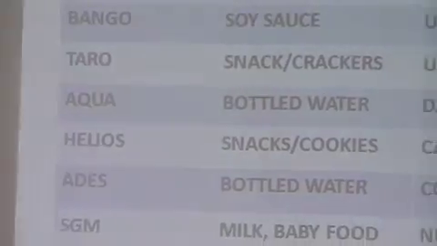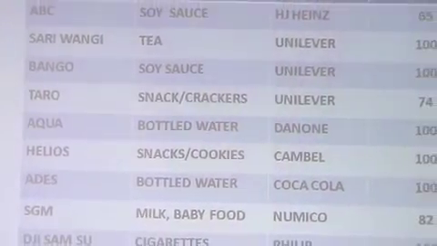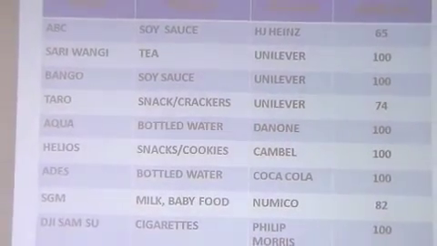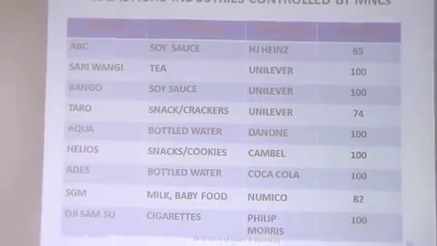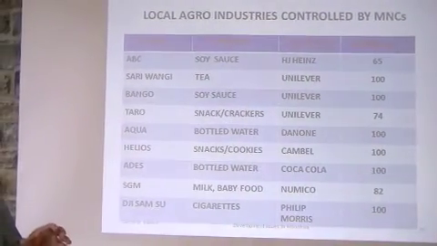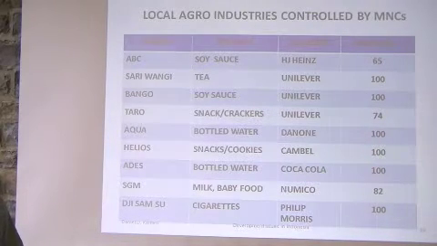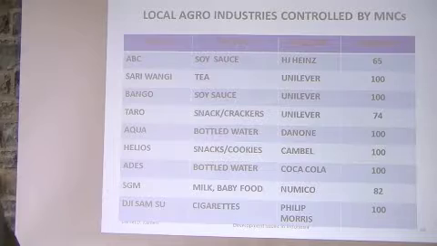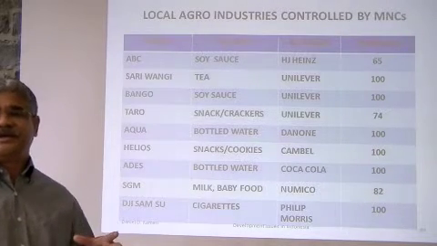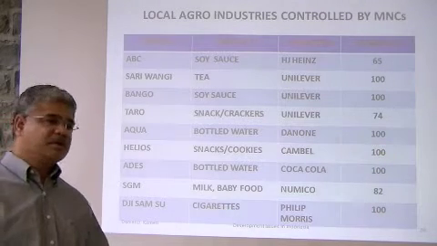I would also like to show you some statistics here, how multinational corporations not only come in with what they already control, but they also try to buy out local industries, local companies, so that they will have a full monopoly of a particular product.